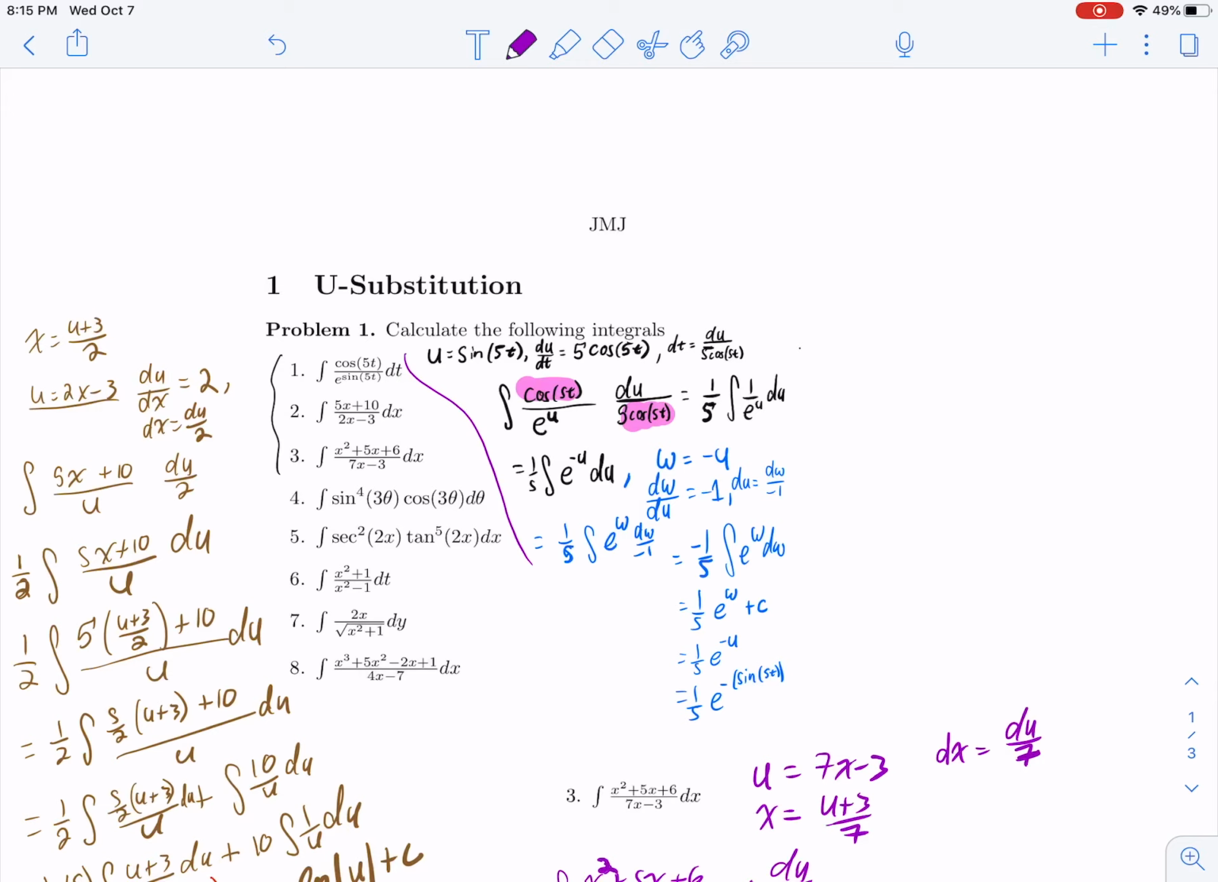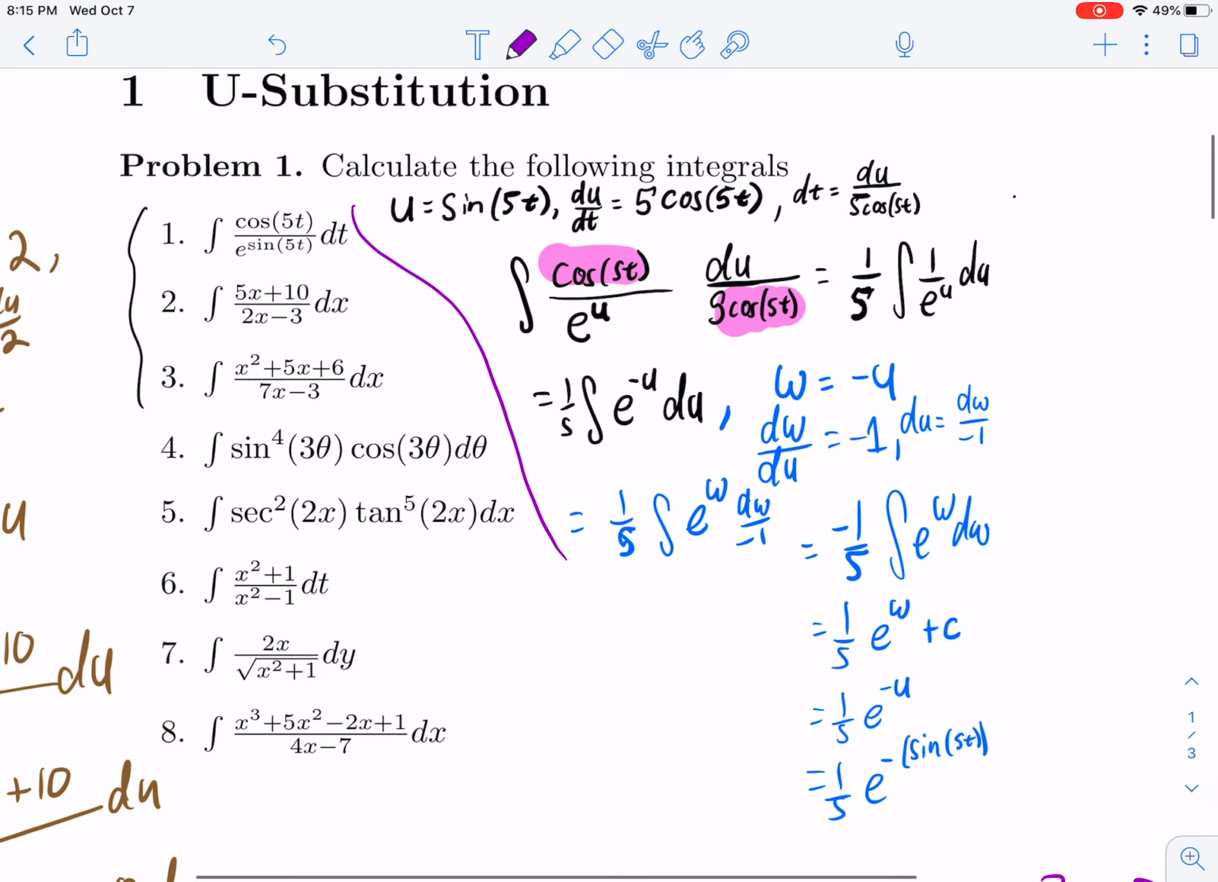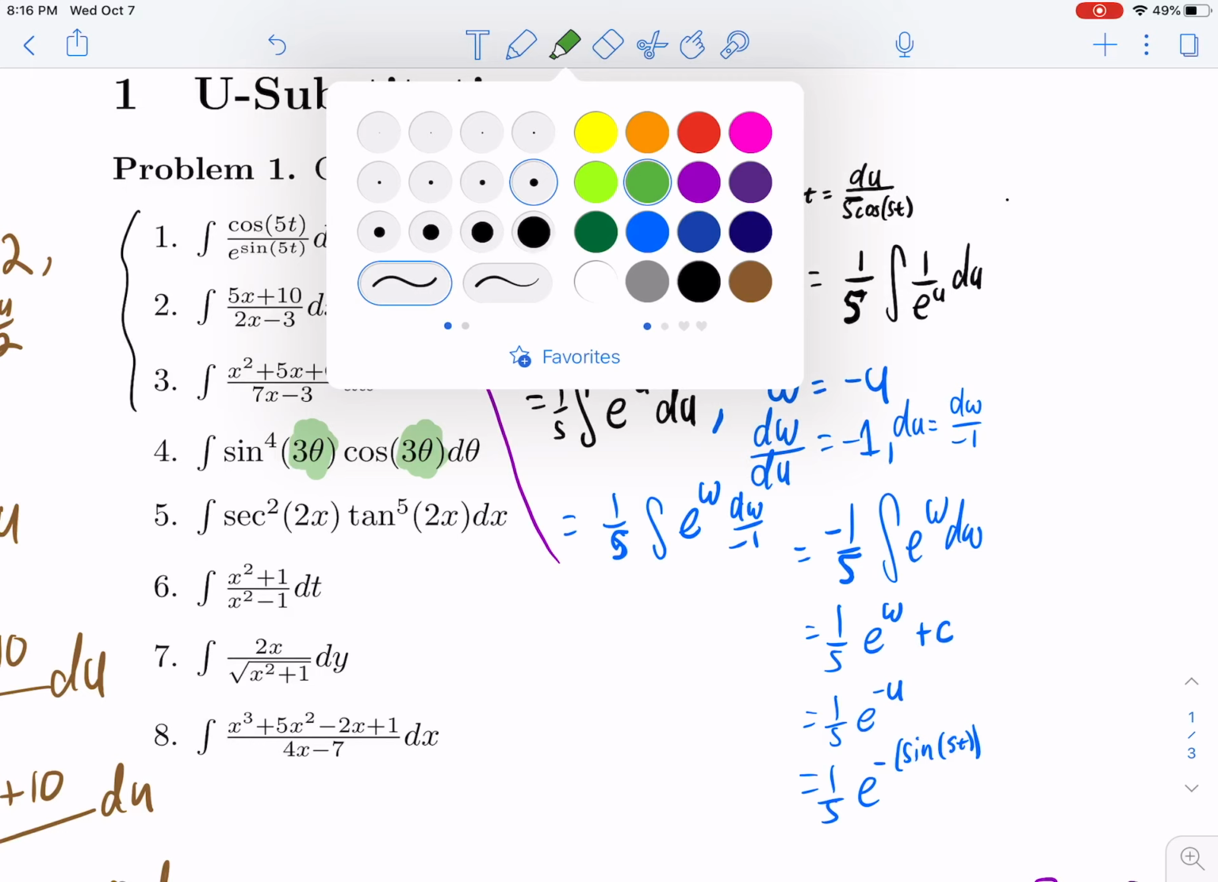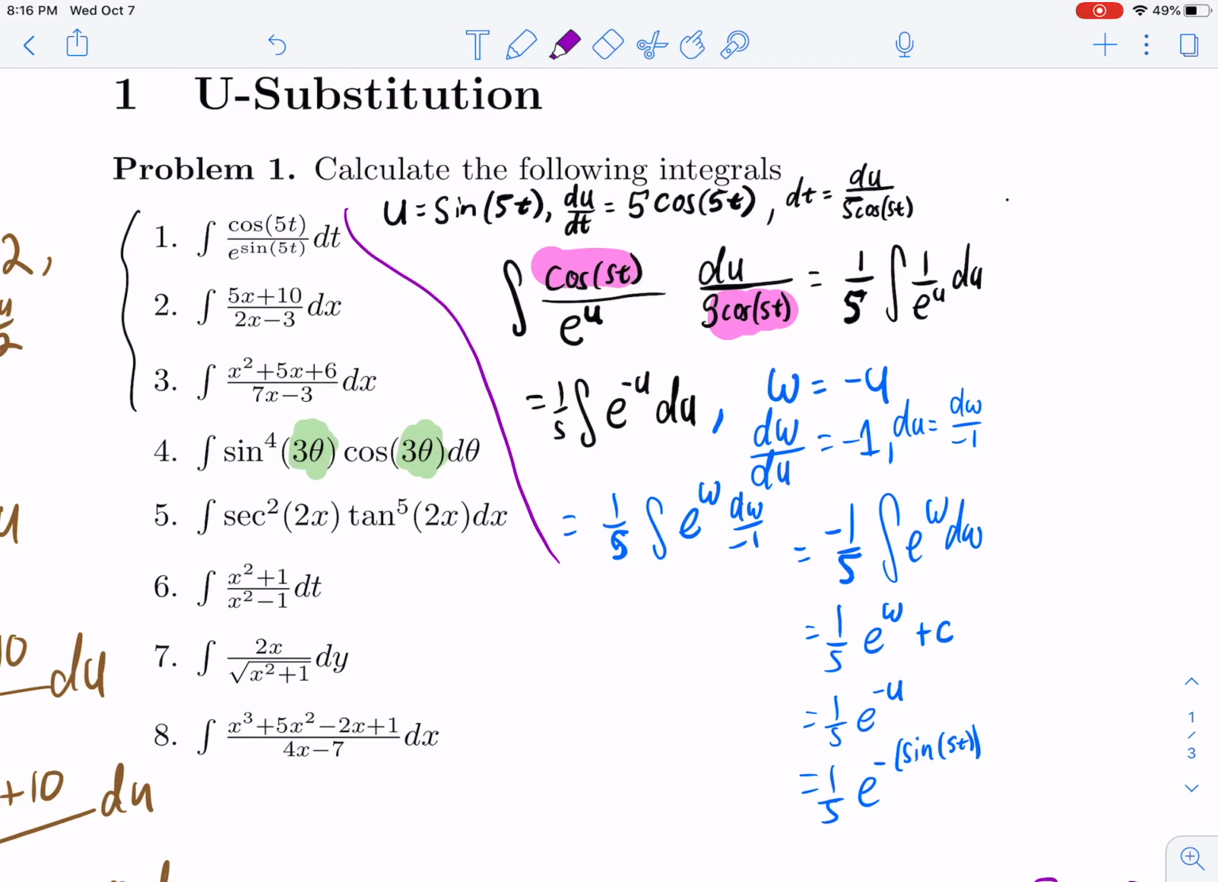Let me give you some hints for these. Number 4 and number 5 are both double u substitutions. For your first u in number 4, I would try the 3 theta. Okay, the 3 theta. And then for your second u, I would try the sine. Just sine, not sine to the 4th, just sine for your second u. So your double u, we can make that sine.